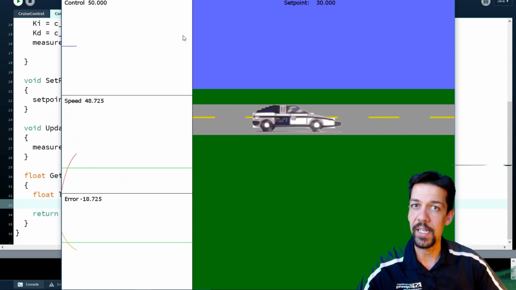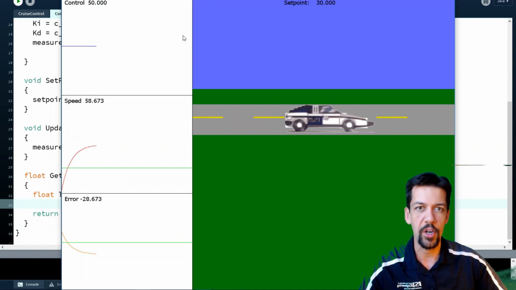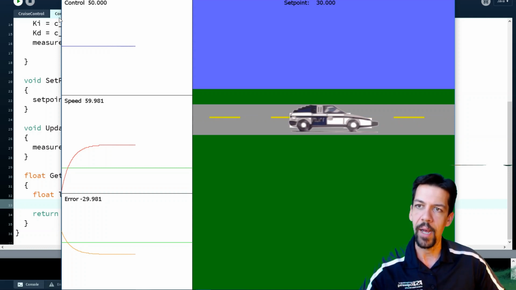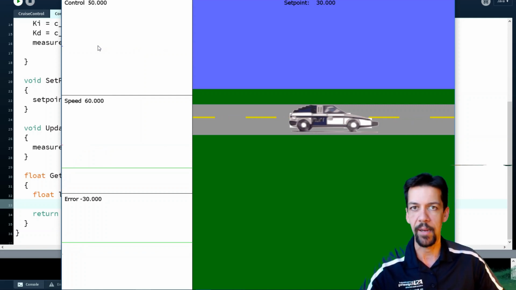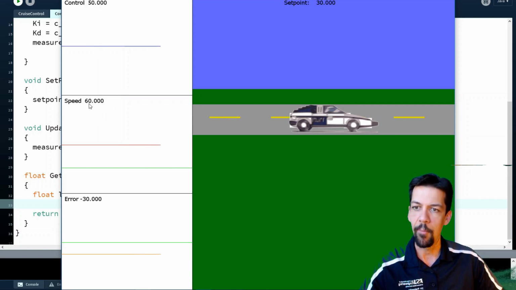So let's look at another example. So here we have a speed control example. I have a simulated car on a simulated road, and I can see right now my control signal, my accelerator signal, is input at 50 out of 100. So I am right at my maxima. I have a constant amount of pressure on the accelerator. My speed is currently 60, but my set point is 30. So my error is 30.